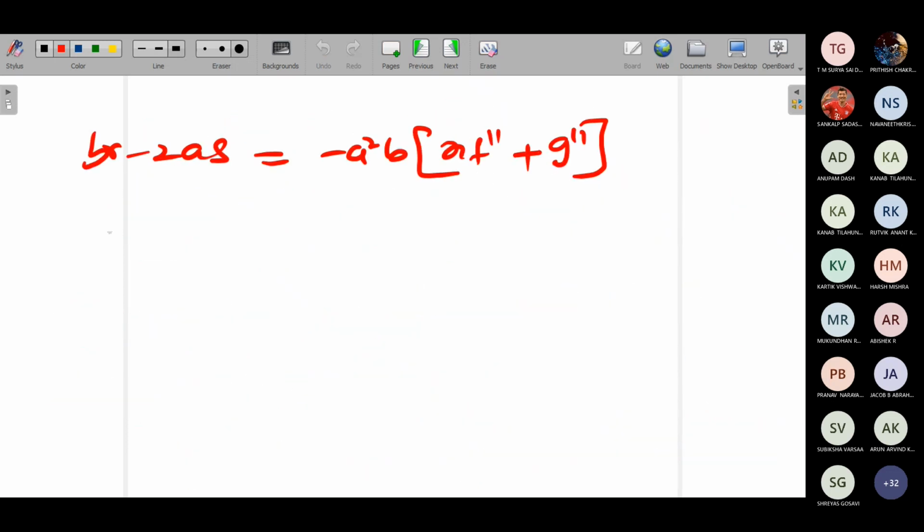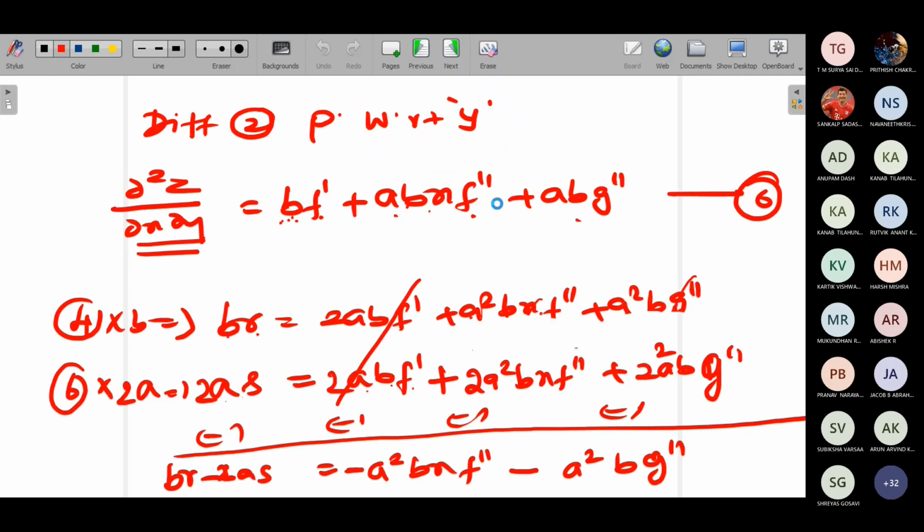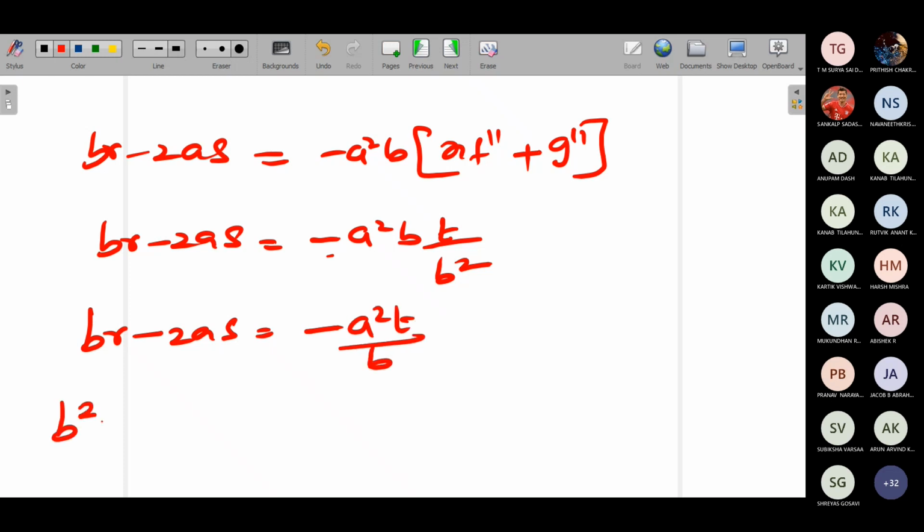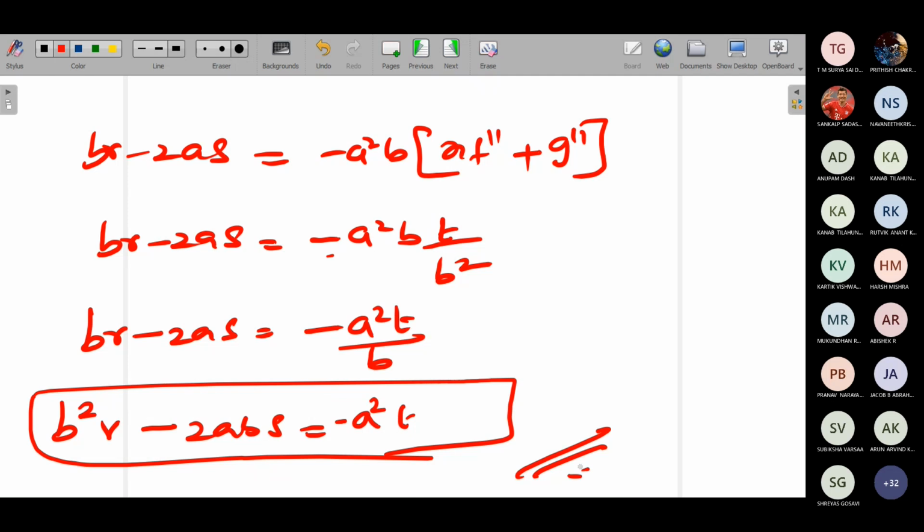That's all. So I'll get br minus 2as is equal to minus a square into t by b square. So which will be equal to br minus 2as minus a square t by b. You can cross multiply this. You'll get b square r minus 2abs minus a square t. That's all. Cannot simplify more than this. B square r minus 2ab. Yes, that's it. You cannot do anything.